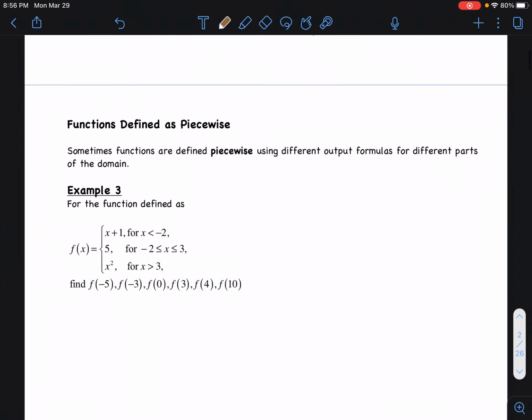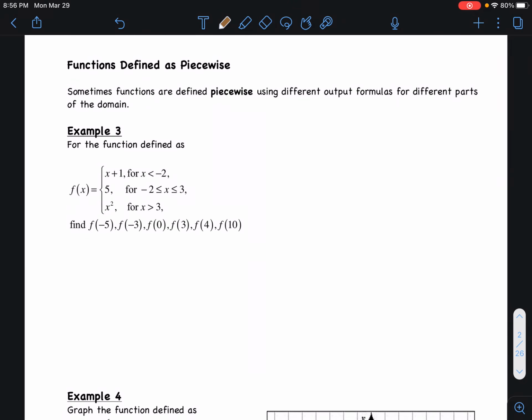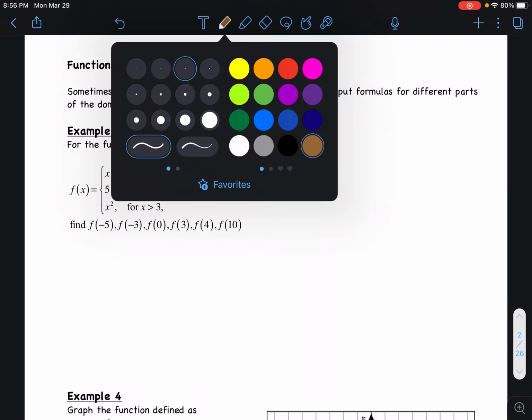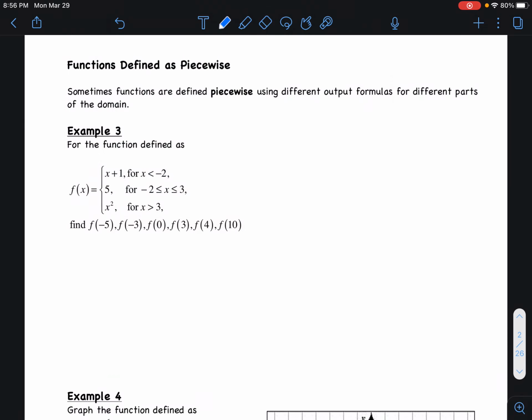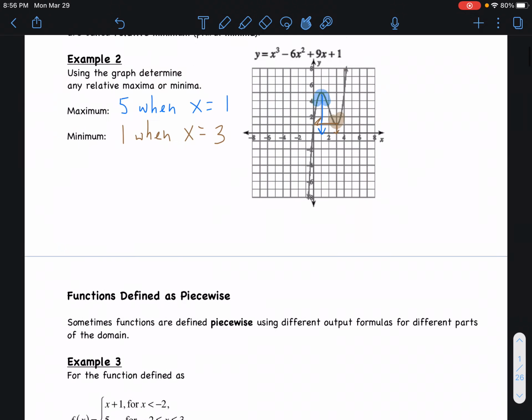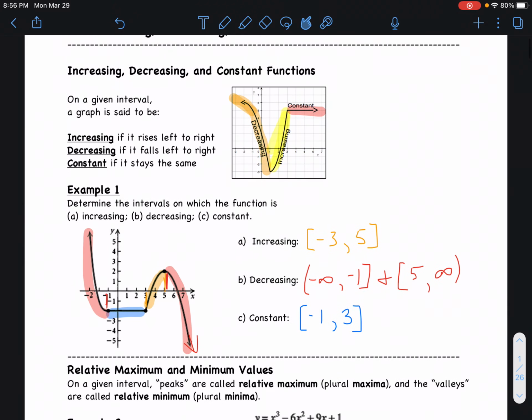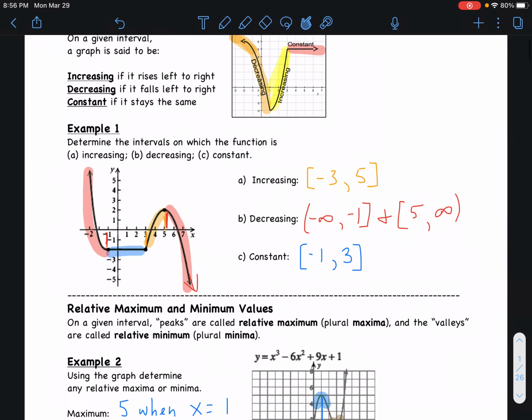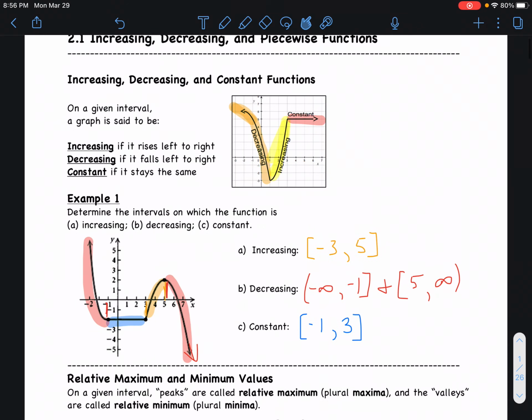Okay, next up, functions defined as piecewise. You guys did this in Algebra 2. Sometimes functions are defined as piecewise using different output formulas for different parts of the domain. If I were to graph this f of x with 3 parts, it could look similar to one of these. These are actually piecewise functions. They are in pieces.